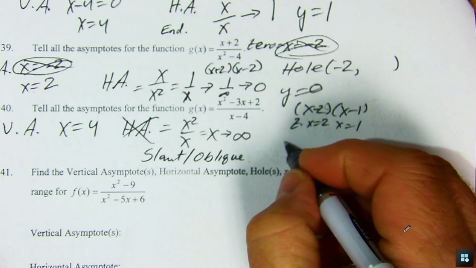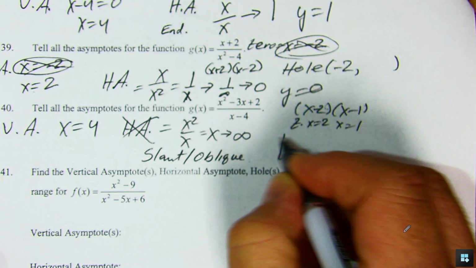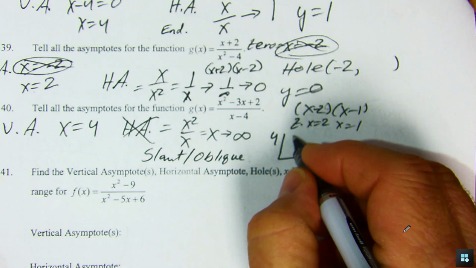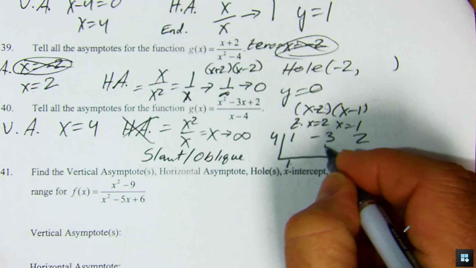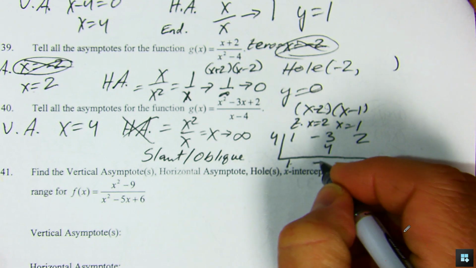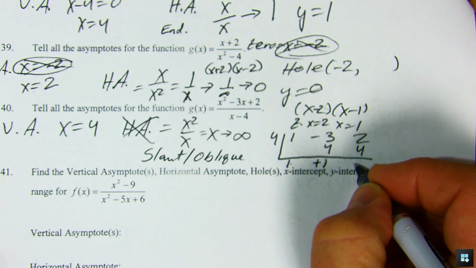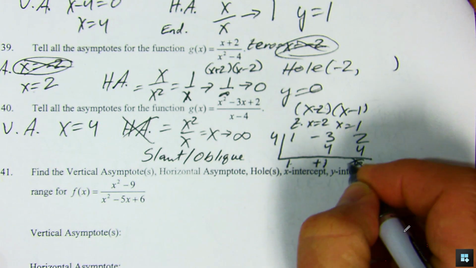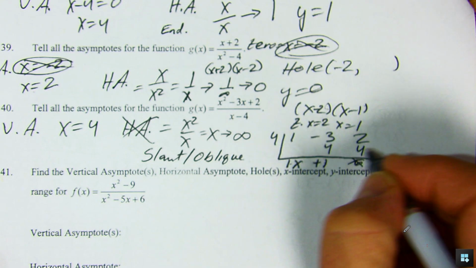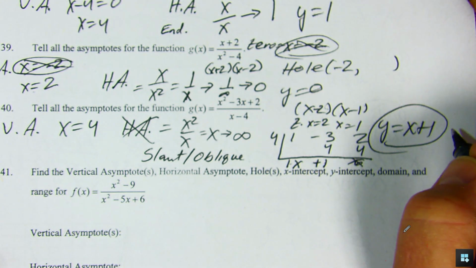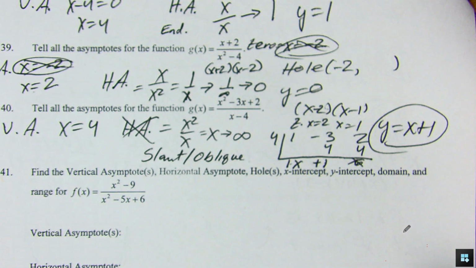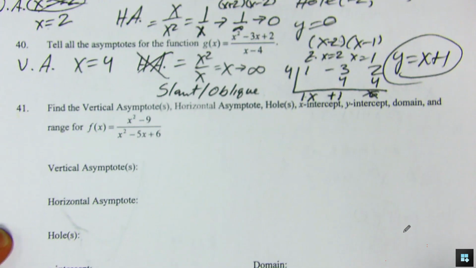asymptote. The way we find it is we do long division: 1, negative 3, 2, drop down the 1, 1 times 4 is 4, add negative 1, or positive 1 times 4 is 4, that's a 6. We don't care about the remainder, it's 1x plus 1, so y equals x plus 1 is our slant or oblique asymptote, and we're done.